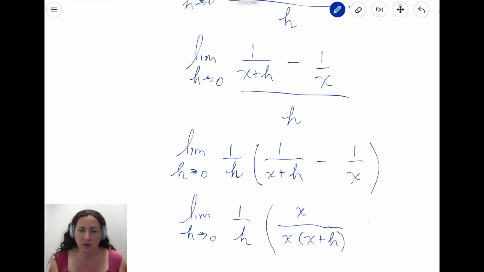And then for the other fraction, the minus 1 over x, I'm going to multiply top and bottom of that fraction by x plus h. So I'm going to have x plus h over x plus h. Okay.